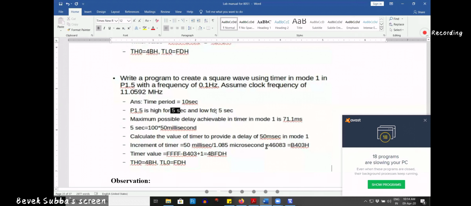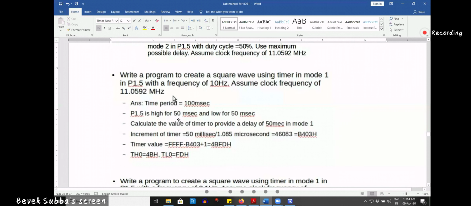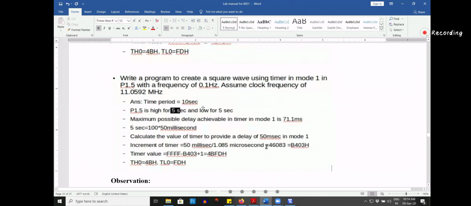In this question there is no problem. 50 millisecond is already less than 71.1 millisecond. But in this question it came greater, a difference of almost 4 seconds. So you will divide each half of the cycle into small time periods, each of 50 millisecond. That way, how many different cycles do we need to create? 100 different cycles of 50 millisecond in order to have 5 second.